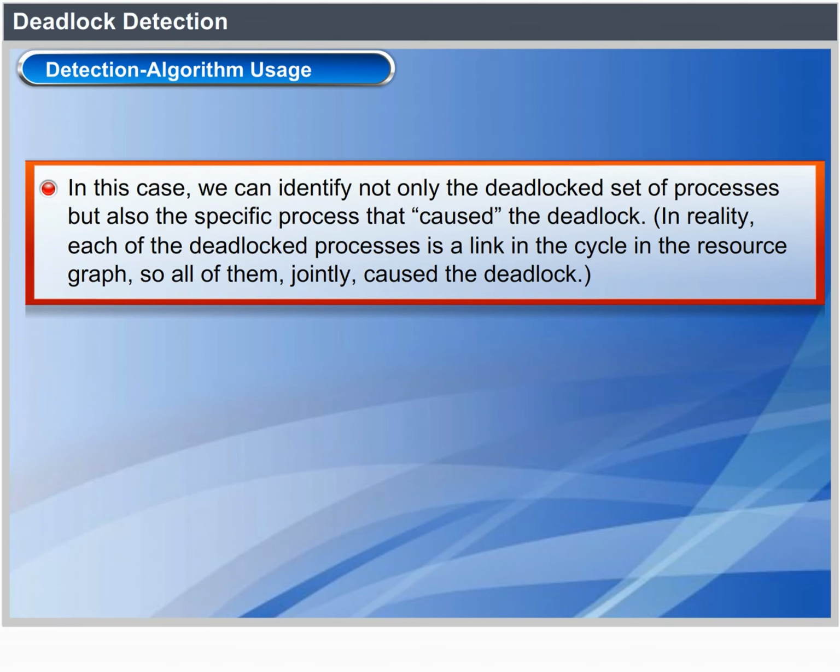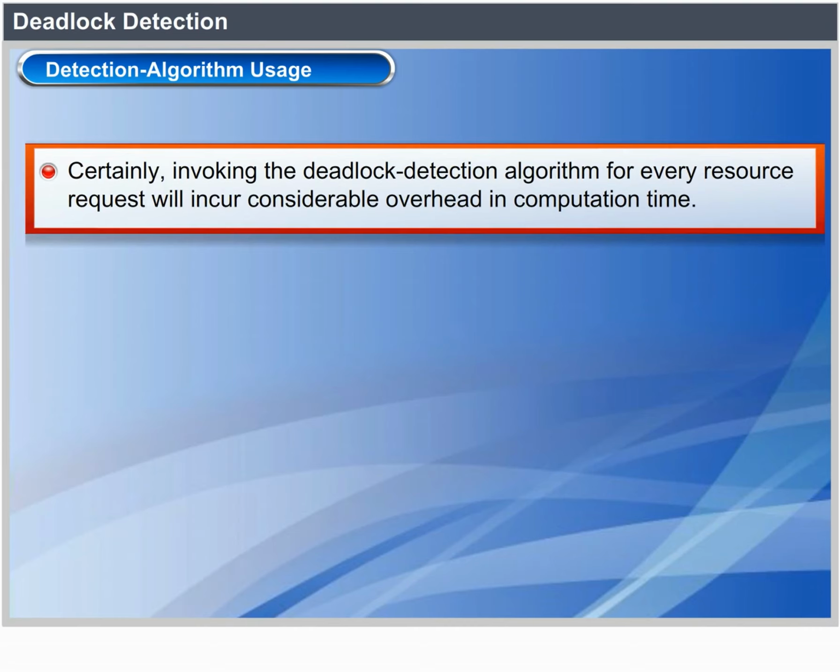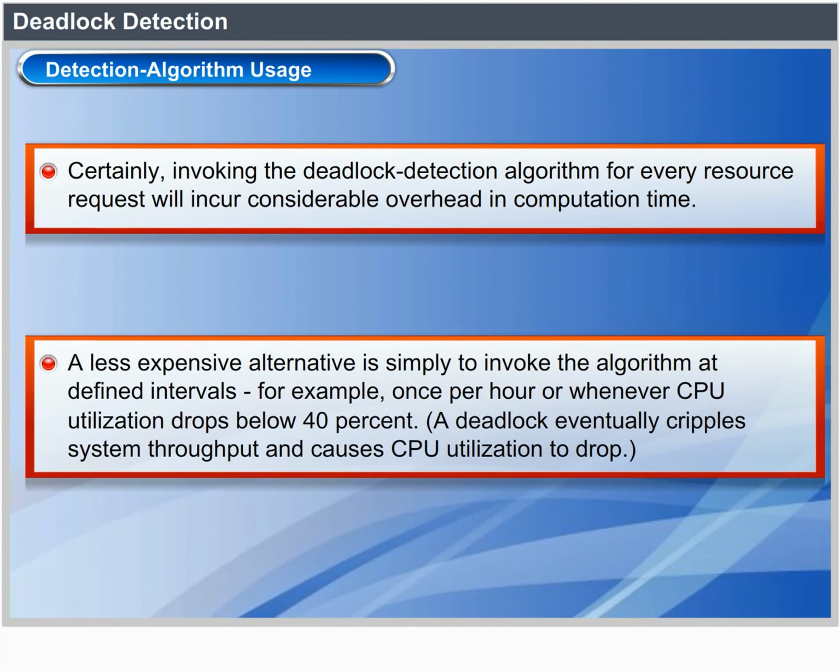If there are many different resource types, one request may create many cycles in the resource graph, each cycle completed by the most recent request and caused by the one identifiable process. Of course, invoking the deadlock detection algorithm for every resource request will incur considerable overhead in computation time. A less expensive alternative is simply to invoke the algorithm at defined intervals, for example, once per hour or whenever CPU utilization drops below 40%. A deadlock eventually cripples system throughput and causes CPU utilization to drop.